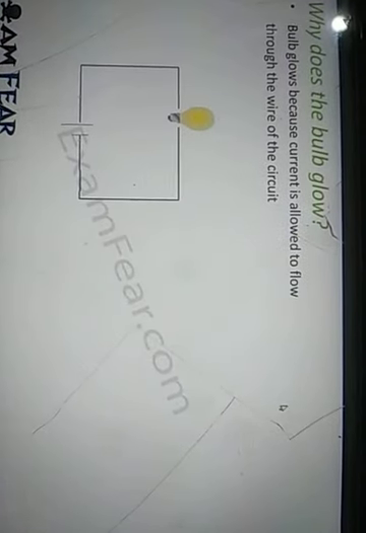When the circuit is complete, the bulb glows because current is allowed to flow through the wire of the circuit. Now this is the catch here. Allowed to flow means that it is also possible that certain materials might not allow electrons to pass through, might not allow the current to flow through them.